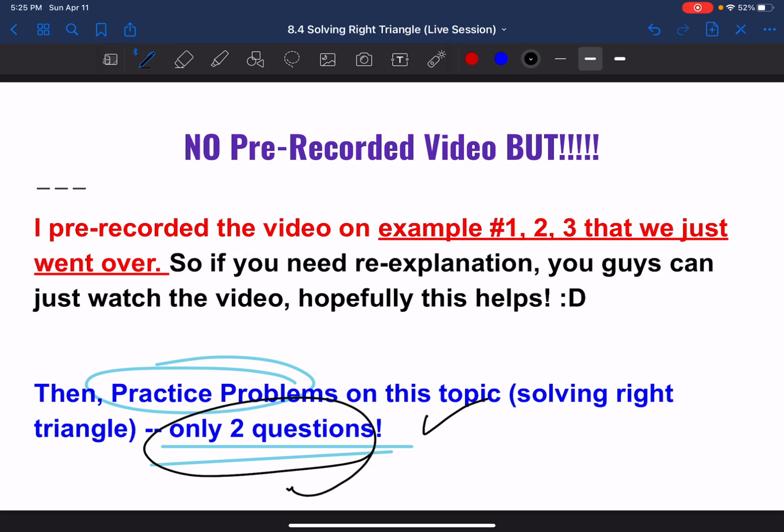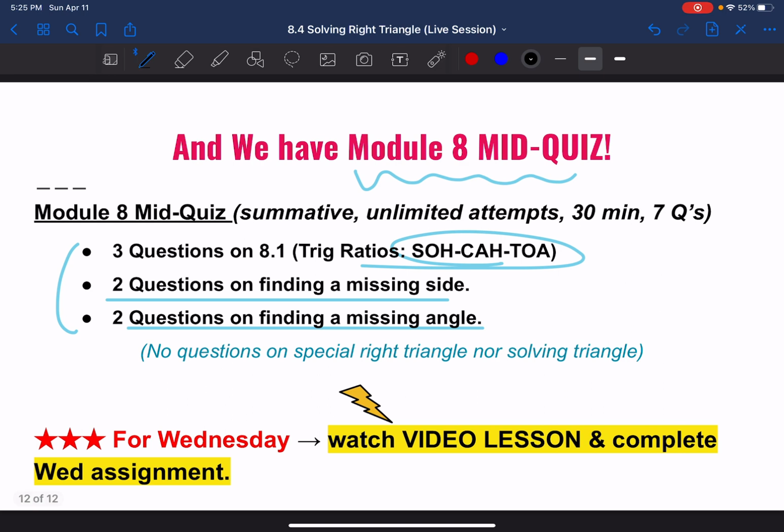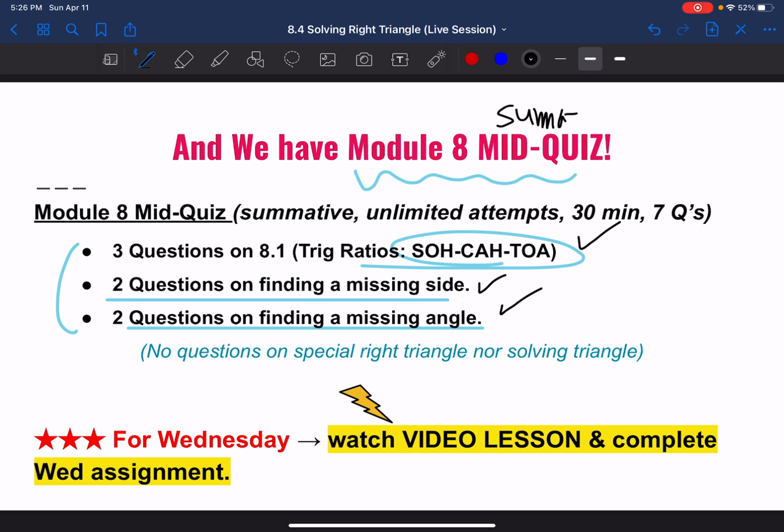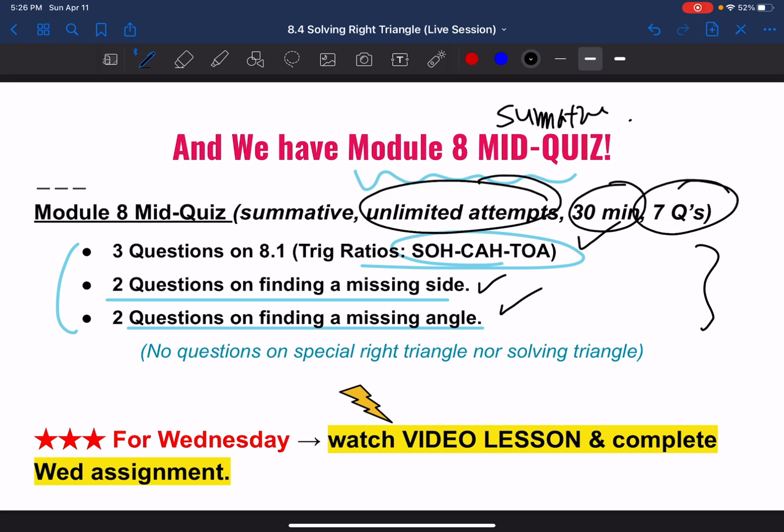This is formative. And I told you guys have a mid quiz. So I combine all the topics. So 3 questions on SOHCAHTOA, very easy. 2 questions on 8.3, finding missing side. And then another 2 questions on finding a missing angle. So I didn't put today's topic because it's complex, but I gave you practice problem with the 2 questions. But for the quiz, since it's a summative, okay, it worth more, I put a little bit easier questions. You will get unlimited attempt, 30 minutes, 7 questions total. So please try as much as you need to do to get good grade.